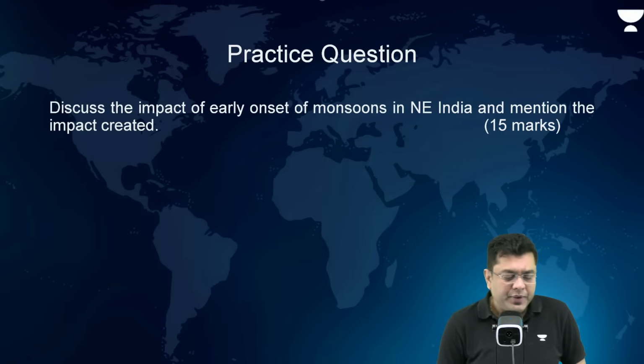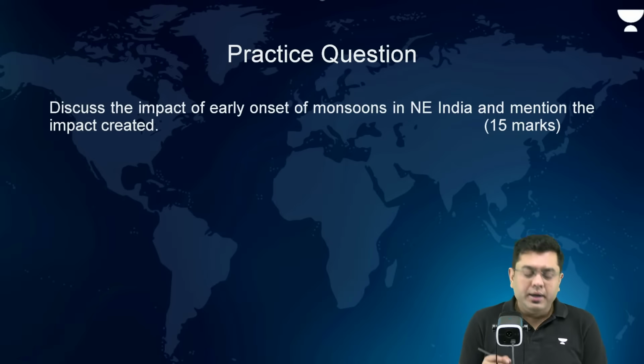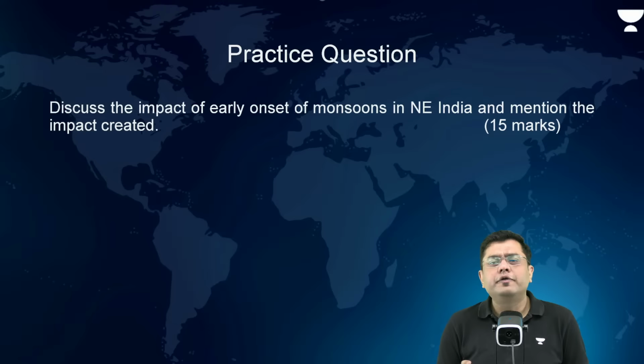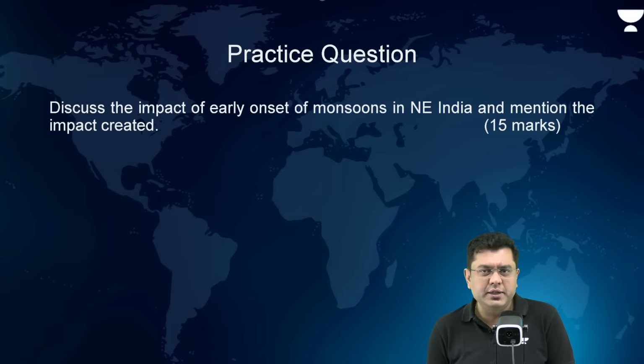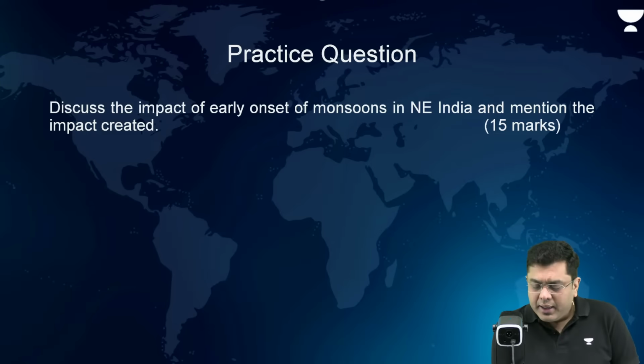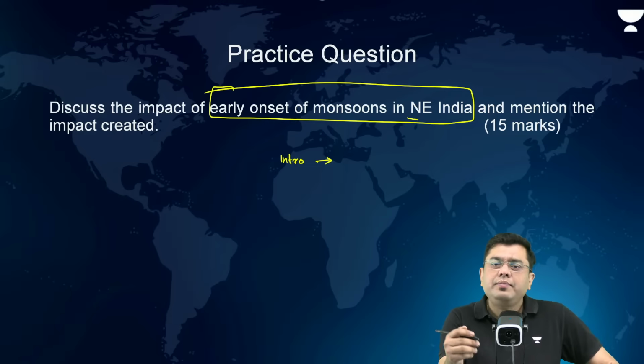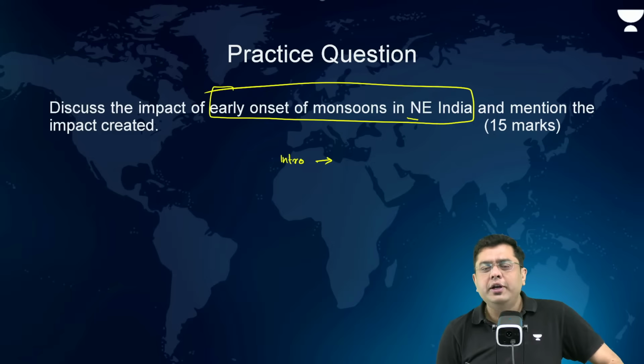A question. Discuss the impact of the early onset of monsoon in northeast India and mention the impact created. Right. So it is about the impact of the early onset of the northeastern monsoon. So here in the intro, what is required to be written? You have to talk about the early onset of monsoon in northeastern India.